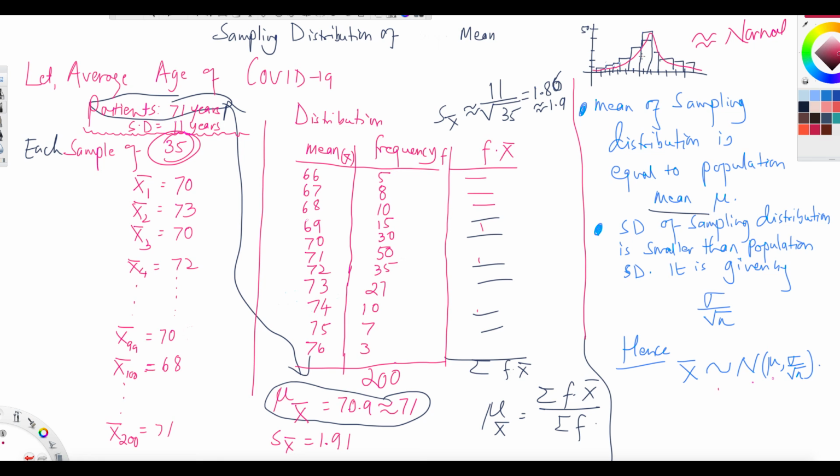So what it says is, if the sample size is big enough, then the distribution of the sample mean is approximately normal. In other words, if you increase the sample size, the distribution of the sample mean will be approximately normal, and that distribution has a mean equal to the population mean, and a standard deviation equal to the population standard deviation divided by root n.